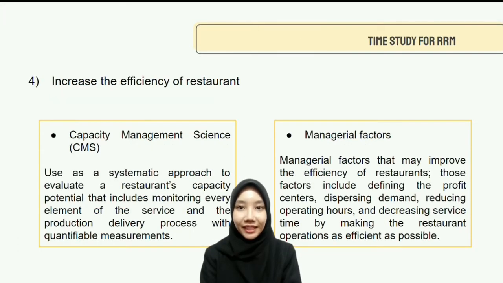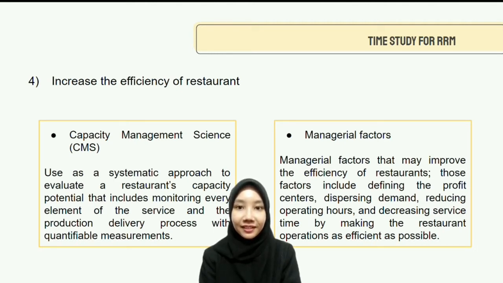Point number 4. Increase the efficiency of the restaurant. First, using capacity management science, CMS. CMS is used as a systematic approach to evaluate a restaurant's capacity potential that includes monitoring every element of the service and the production delivery process with quantifiable measurements.